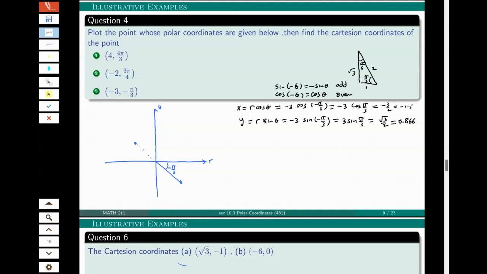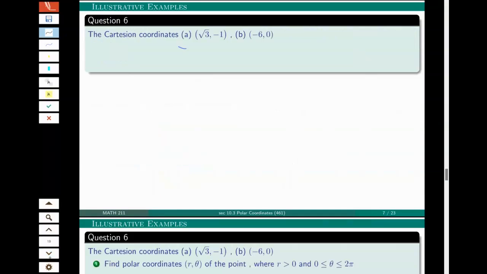So we have x is minus 1.5, this is 1, so this is the x coordinate, y coordinate, minus 1.5, this is 1, 2, that's minus 1.5, and 0.866, this is 1, so it will be a point here. Of course, the scale is different, but the location is the same. If we put it in the same scale, you will get the same.